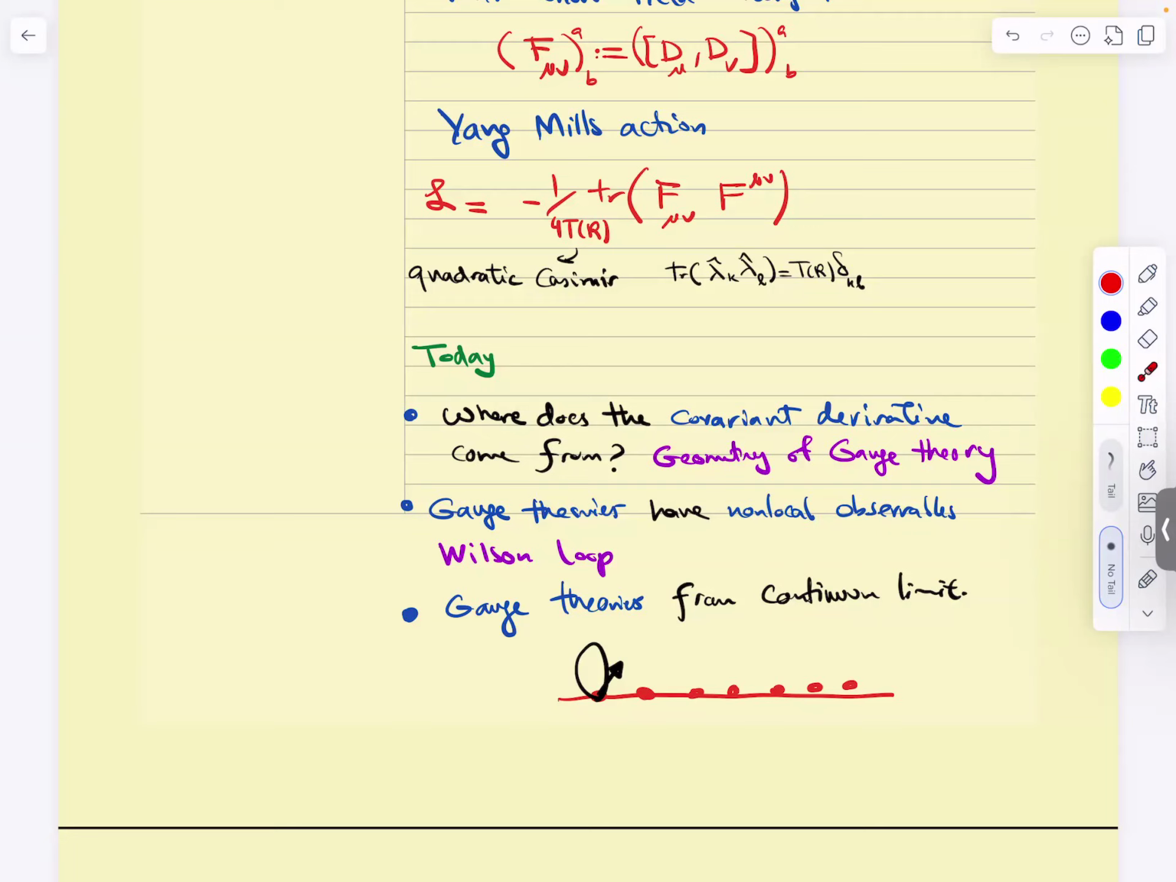What we're gonna do in the remainder of this lecture, and probably some of it will be done in the next lecture, is to talk about where does the covariant derivative come from? I'll give you a very physical geometric picture that should resonate with all that you've seen up until now. And then I'll explain what the non-local observables are. I've been talking about them for so long. What are they? And then in the geometric picture, how do gauge theories come about?